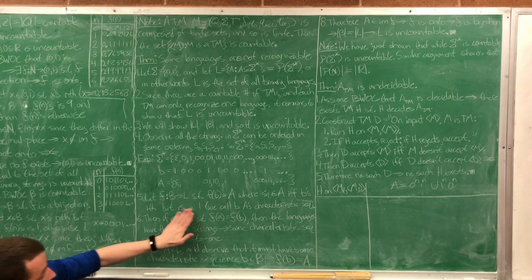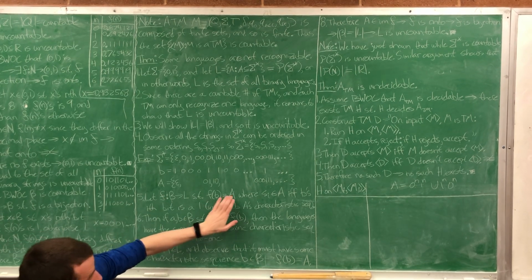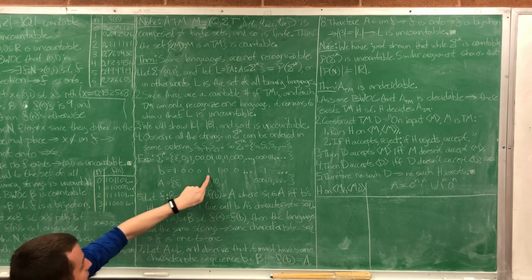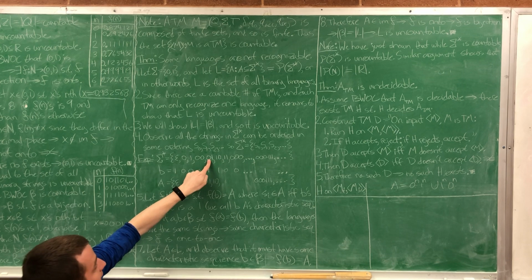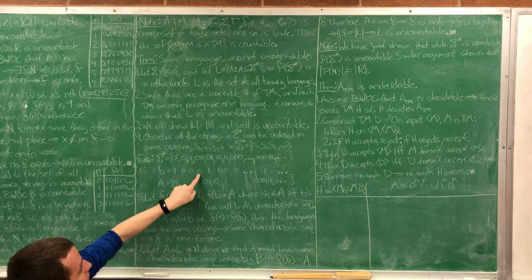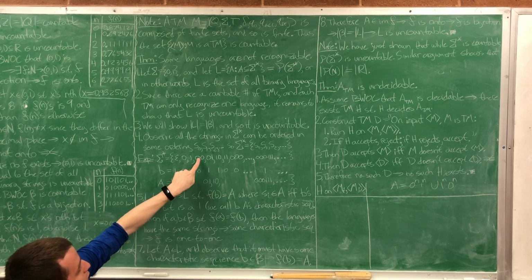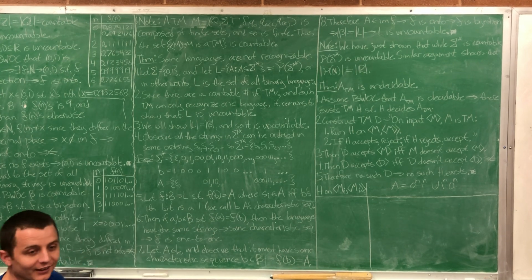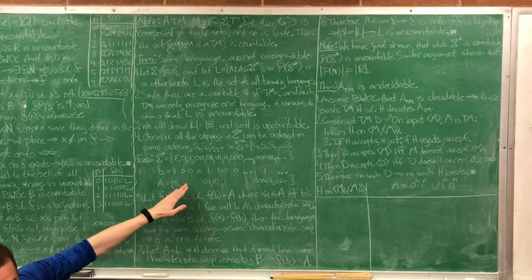So, that's how we map b to a. If the ith bit of b is a 1, then we include the ith string of sigma star. If the ith bit of b is not a 1, then we do not include the ith string of sigma star. I think you understand what I'm saying, I just keep using the wrong language. Yeah, I get it.